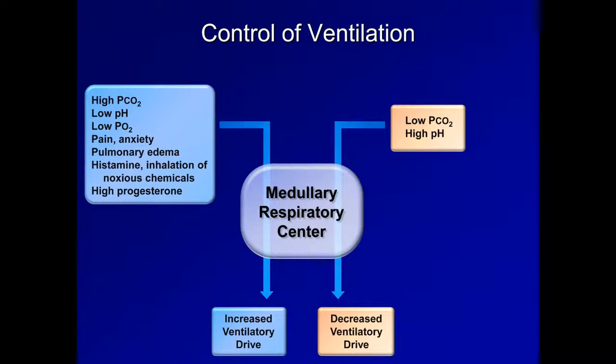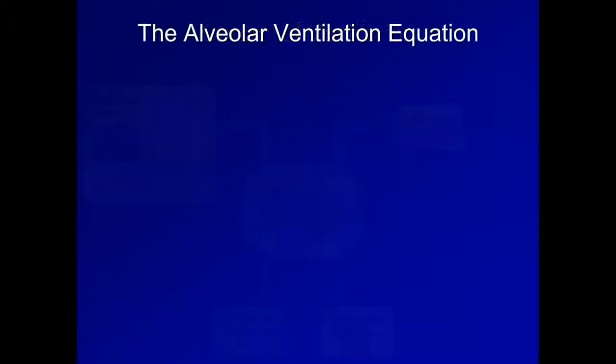Another angle from which we can approach the physiology of ventilatory control is to review the alveolar ventilation equation. This equation mathematically relates ventilation with the partial pressure of carbon dioxide in arterial blood, which is our most significant window into understanding a patient's ventilation status available at the bedside.